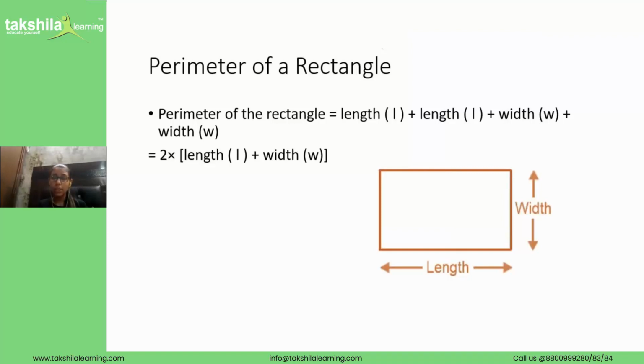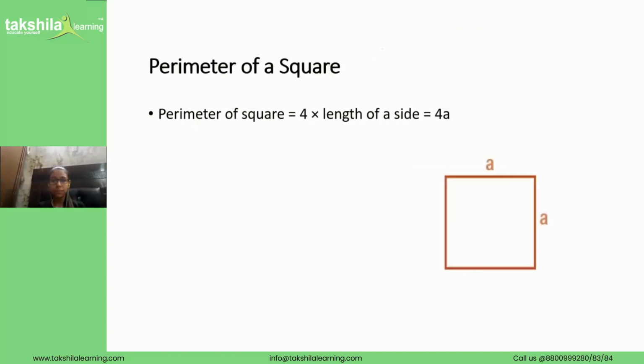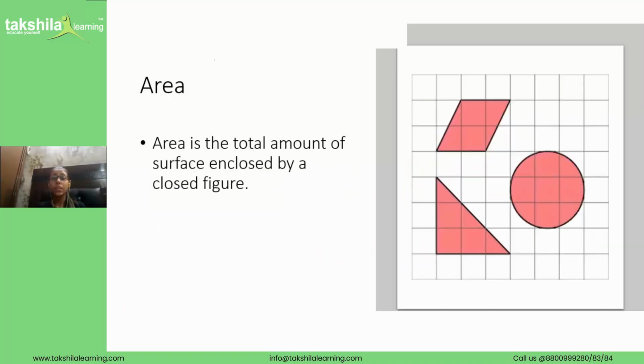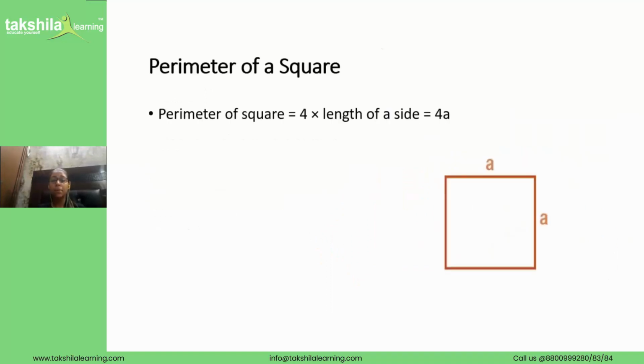Then we have the perimeter of a square, and the perimeter of the square is 4 into side, which means 4A. So till now we learned about perimeter and 3 perimeters, which are square, rectangle and triangle.